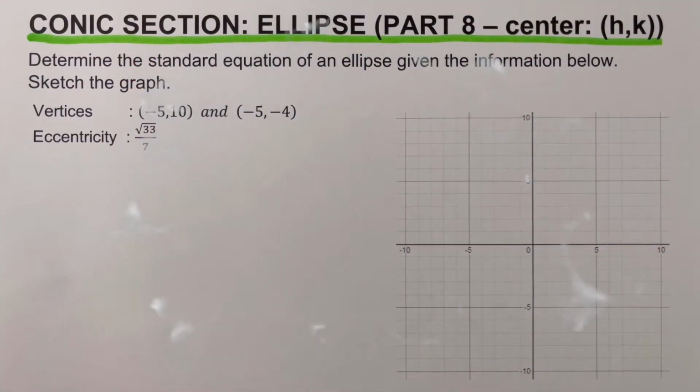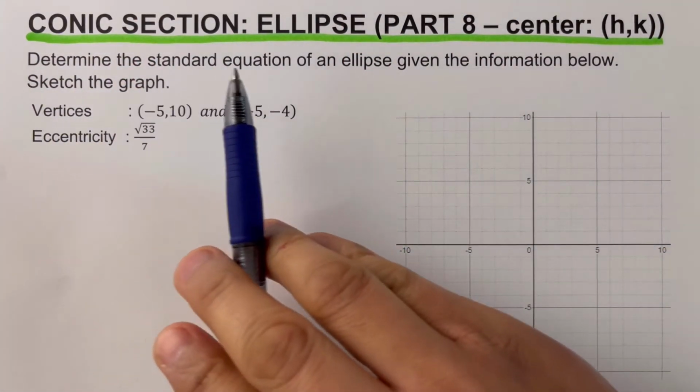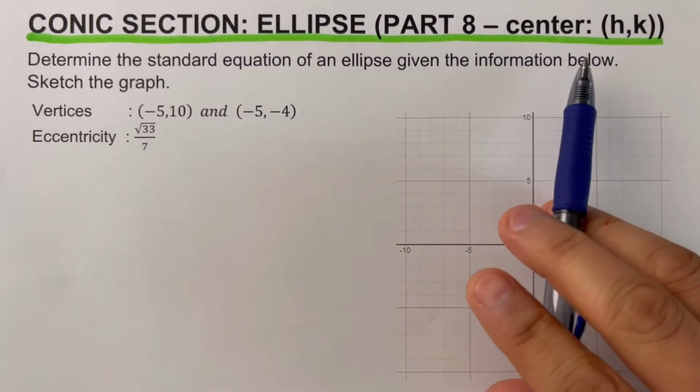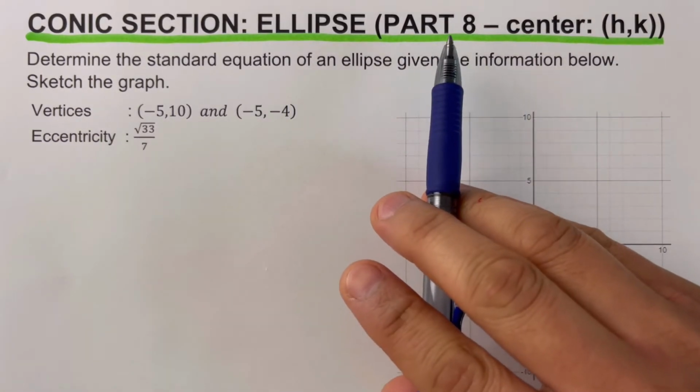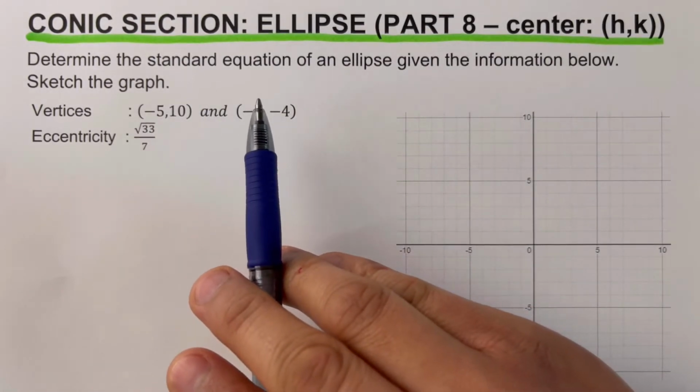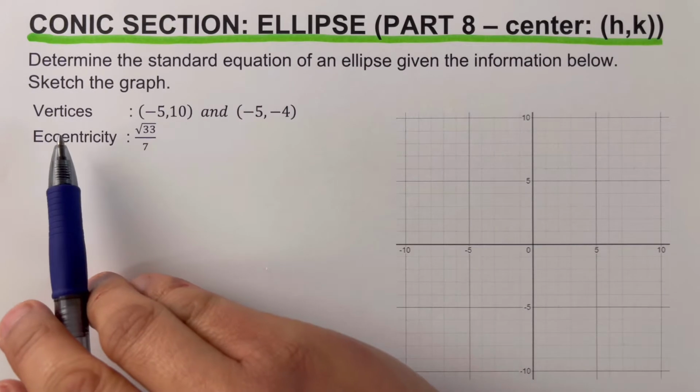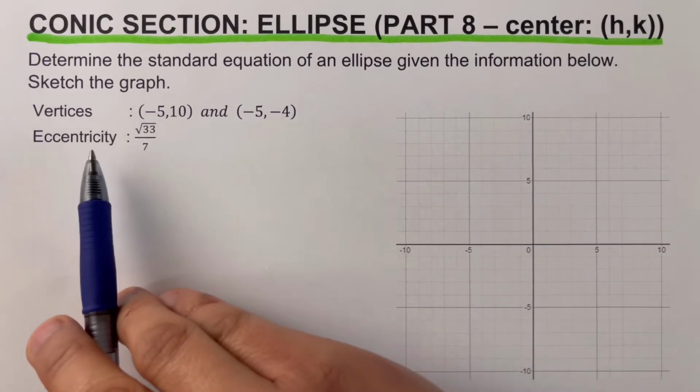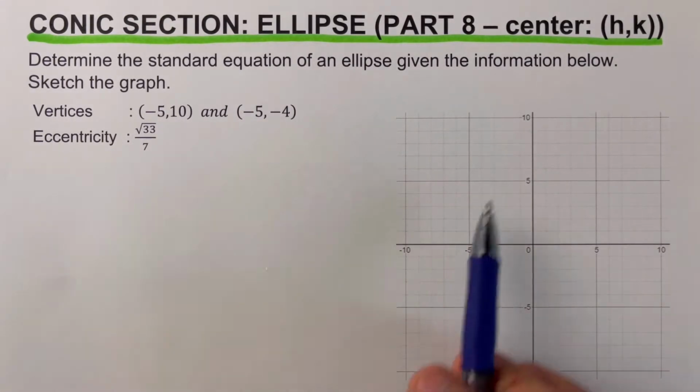Hello everyone. This video will focus on conic sections, specifically on ellipse with center at (h, k), and this is the 8th part. In this part, we're supposed to determine the standard equation of an ellipse given the coordinates of the vertices and the eccentricity of an ellipse, and we're supposed to sketch the graph.